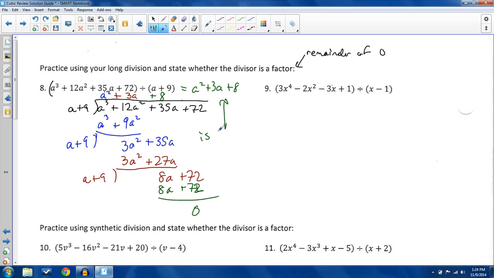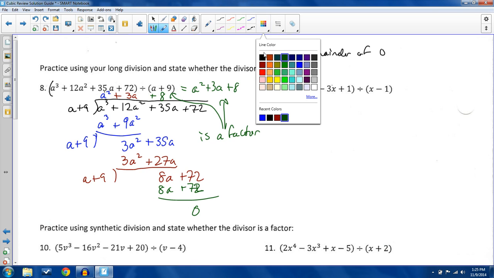Of course, this is a factor. The point is, a plus 9 is a factor because I didn't have a remainder in the end. Okay, let's do long division again here.